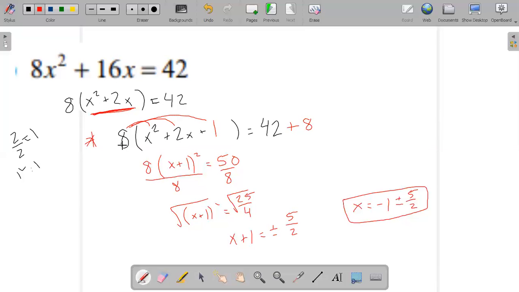So if I'm multiplying 8 times x squared, which is what we get up here, and 8 times 2x, that's what I get up here, I would have to multiply the 8 times 1, which means I'm not really adding 1 to the left side. I'm adding 8 times 1 to the left side. So since I'm adding 8 times 1 to the left side, in order to keep that equation balanced, I have to add 8 to the right side. Because when that 8 gets distributed, it's really like adding 8 over here. I have to add the same number over here to keep that equation balanced.